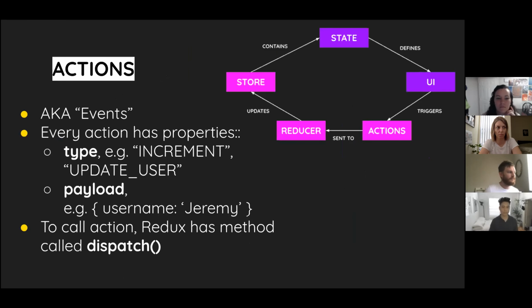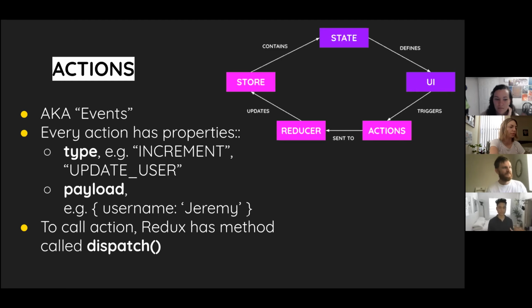So backing up a bit, actions are simply events that are created using functions that send data from the application to the store. They are objects that hold two properties, the first being type, which just describes a type of action. So for example, if my desired action was to add 1 to a counter, I'd call it increment. Or if I wanted to update a user, I'd call it update user. And mind you, these are just names, not an actual static syntax. The second is payload, which is the actual data being sent to the store. So for example, it could be the object username, Jeremy, if I wanted to update user.